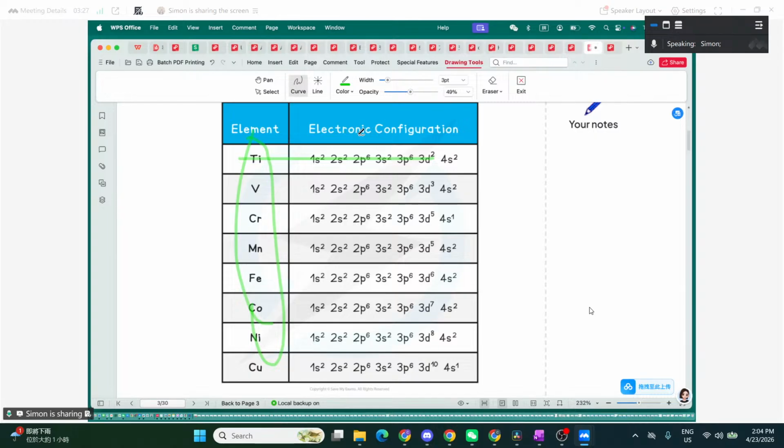According to the electronic configuration, what can we see? Is there any similarity in their electronic configurations? The d block is getting filled. Okay, no problem, right? Understand?